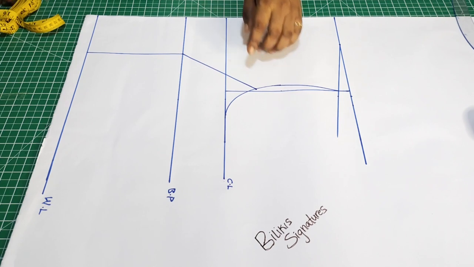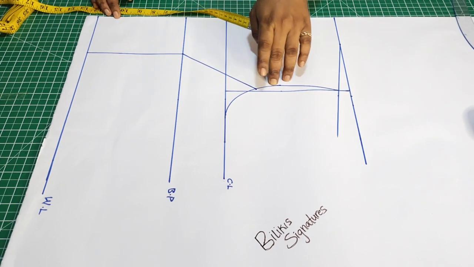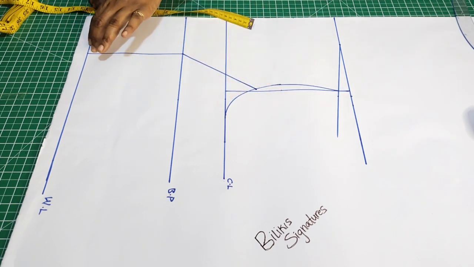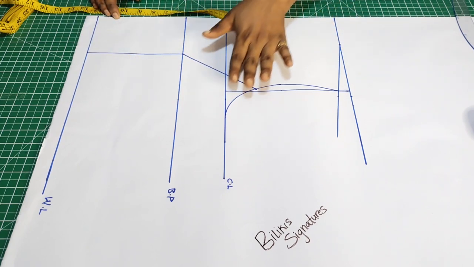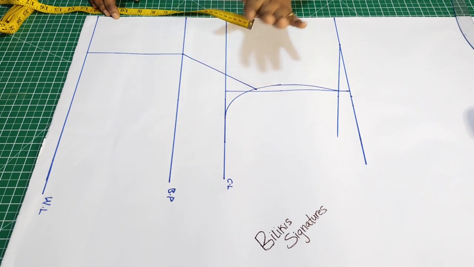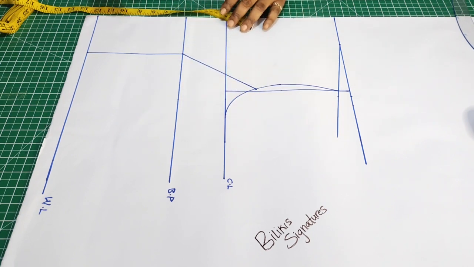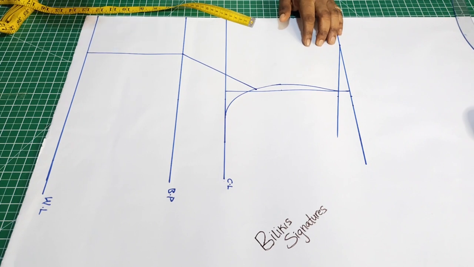Now, having done this, the amount of dart you're going to take at the armhole region and the waist region depends on how busty you are. That is what will determine the amount of dart you're going to take. Like when I made the basic bodice pattern, the dart I took at the waist was just half an inch on both sides. So for myself, who is a plus size, I'm going to make it 3/4 on both sides.